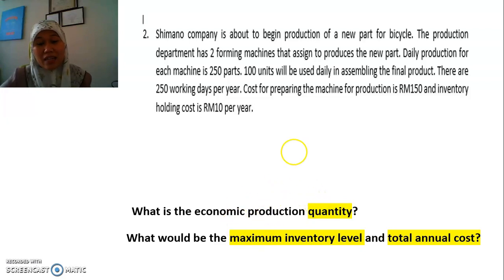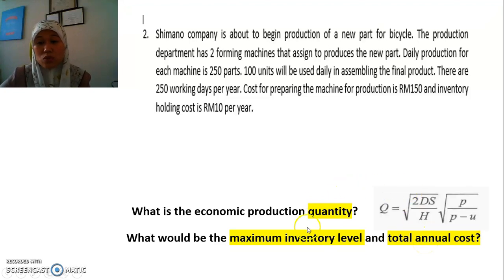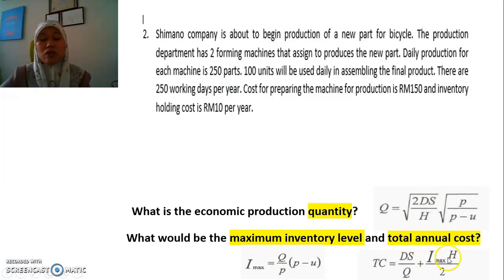Okay, and when they ask us on the maximum inventory level, for sure it is related to POQ, because POQ only has the IMAX in the TC, the total annual cost. So we know that this question is automatically POQ. For POQ, we're going to use this formula to find the Q, and then we need to find the IMAX first before we can find the total cost, because we need to know the IMAX.